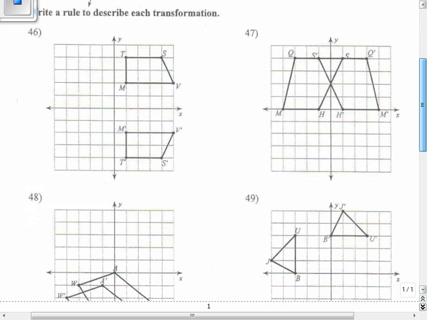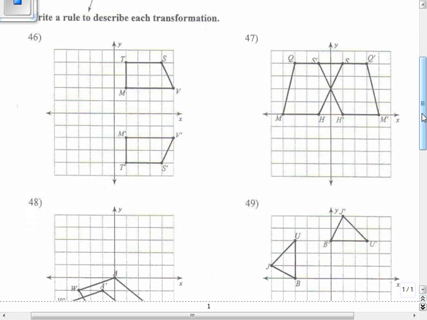The next section asks us to write a rule to describe the transformation. So let's take a look at problem 46. I can see that t went from the top to the bottom, m went from the bottom to the top. So I'm expecting this to be what kind of transformation? Reflection. A reflection. And I'm just going to look halfway between them.